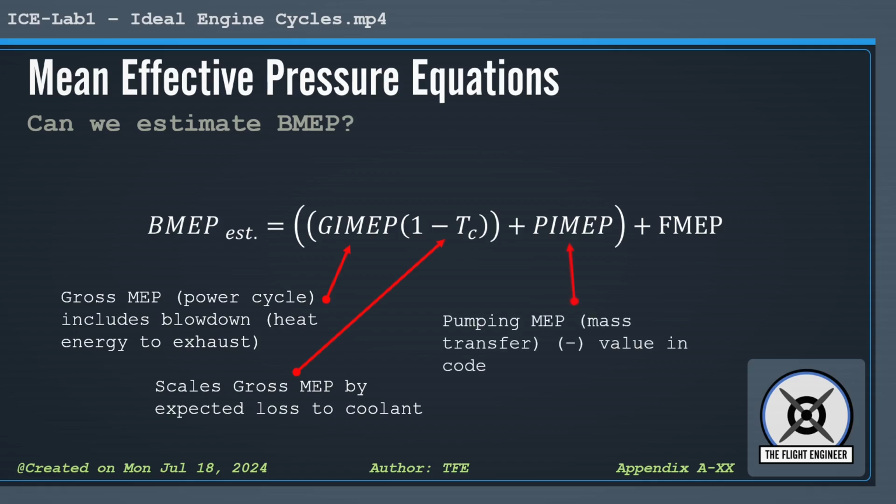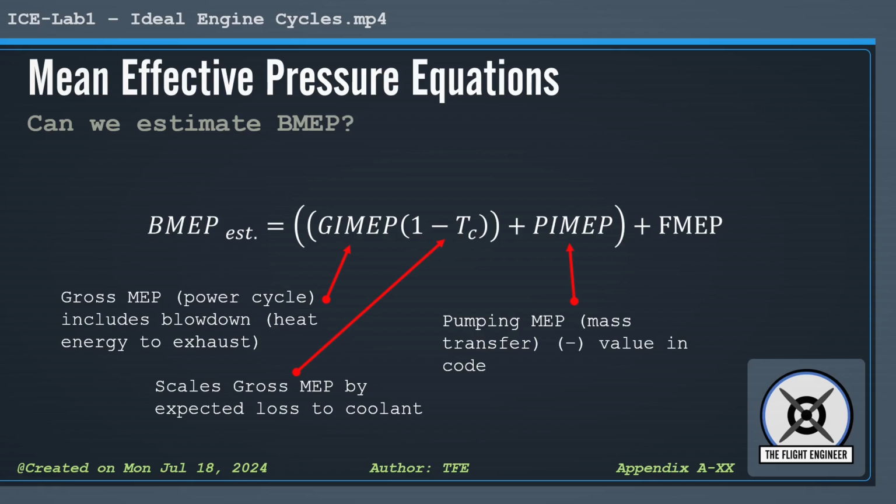Next, we're going to include the pumping indicated mean effective pressure. Normally, you're thinking about this as subtracting pumping work, but since the PIMEP term is negative in the code, we're just adding here. So far, we have gross work with thermal effects factored in, and then we take away our pumping work. This is essentially going to give us our net indicated mean effective pressure adjusted for thermal effects.